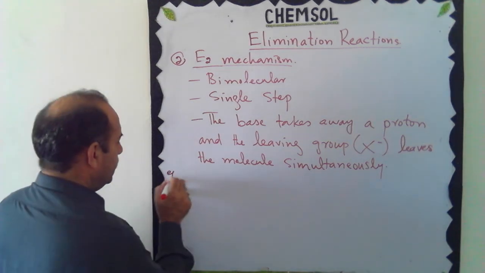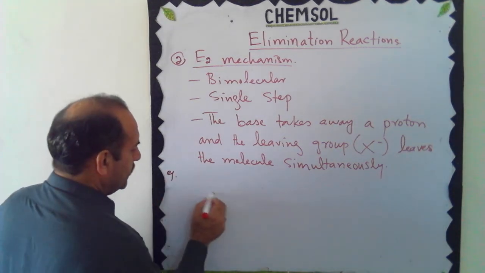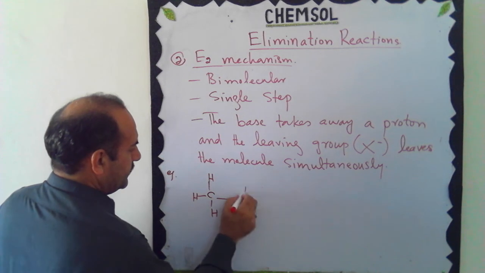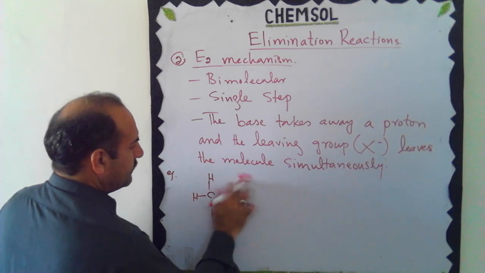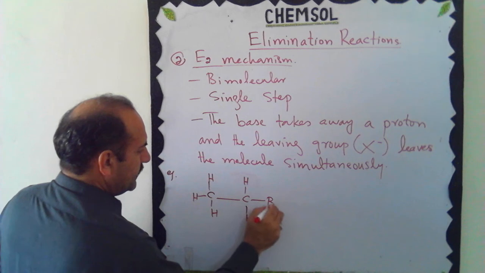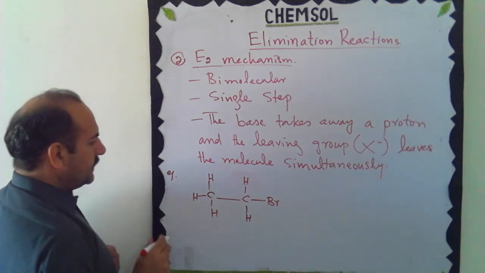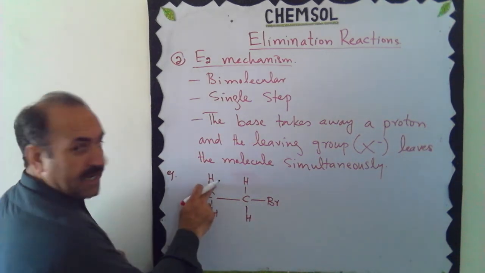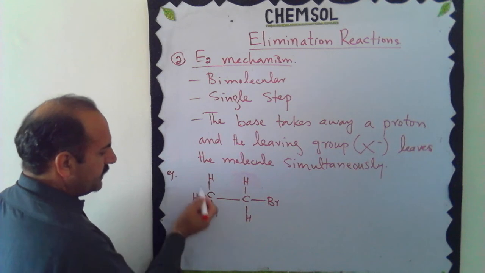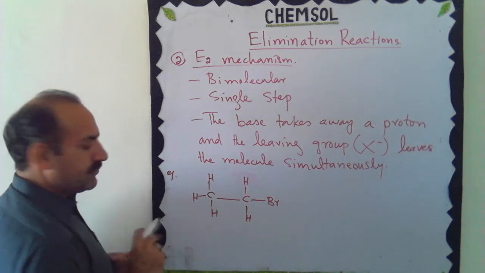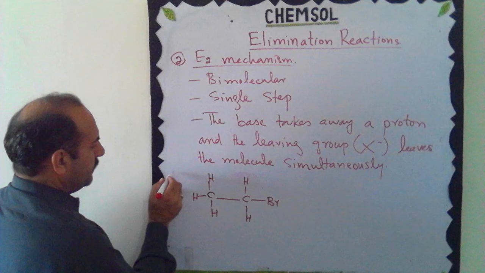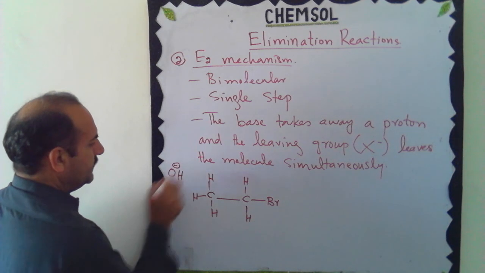For example, we have a molecule like this one, CH3 CH2 Br. This one is a beta hydrogen. For example, this is a beta hydrogen. These three are beta hydrogens, and one of these hydrogens will be taken away by the base. Let's suppose we have a base like hydroxide ion.